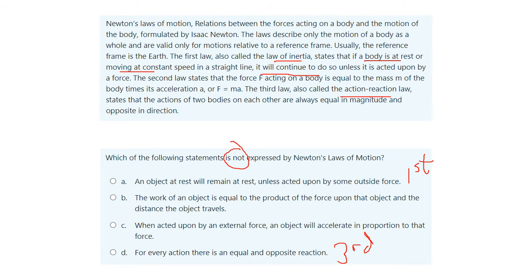Now, let's look at the second one carefully. The second law states that a force, F, acting on a body is equal to the mass of the body times its acceleration, F equals ma. Now, what do we have in B? Well, in B, we have the work of an object is equal to the force of the object and the distance. So work equals force times distance. Now, both of them do have force, but the work and distance is a different type of formula. It's not one of Newton's 3 laws of motion. So the correct answer is B.